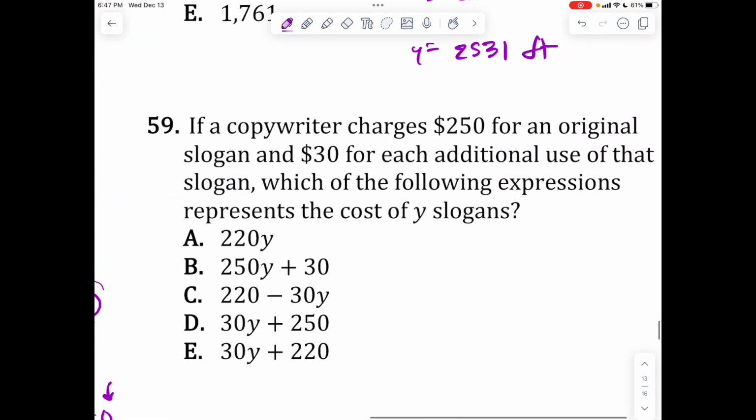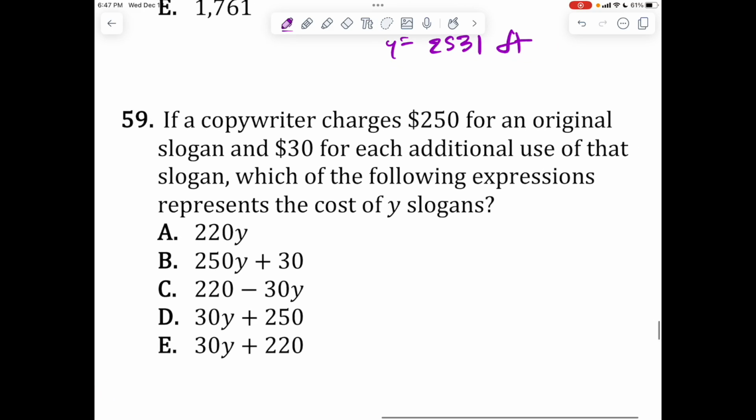If a copywriter charges $250 for an original slogan and $30 for each additional use of that slogan, which of the following expressions represents the cost Y of slogans? This seems like a normal Y equals MX plus B problem, right?